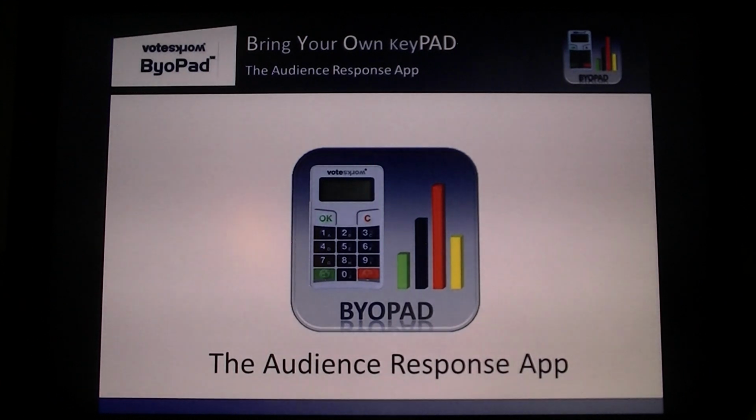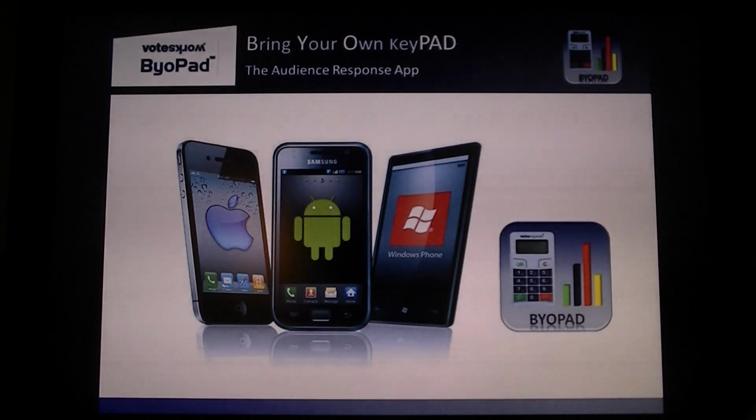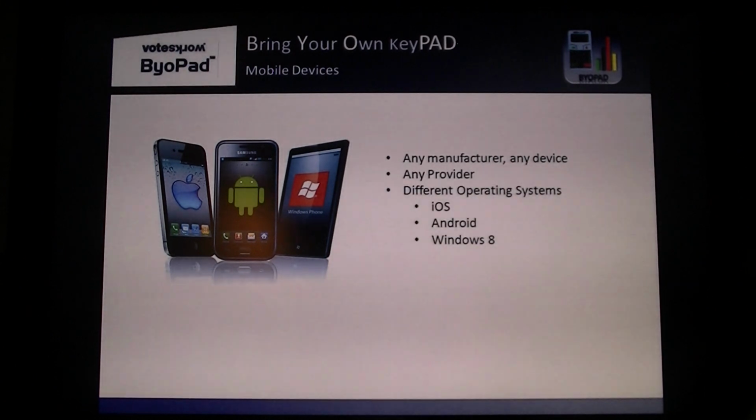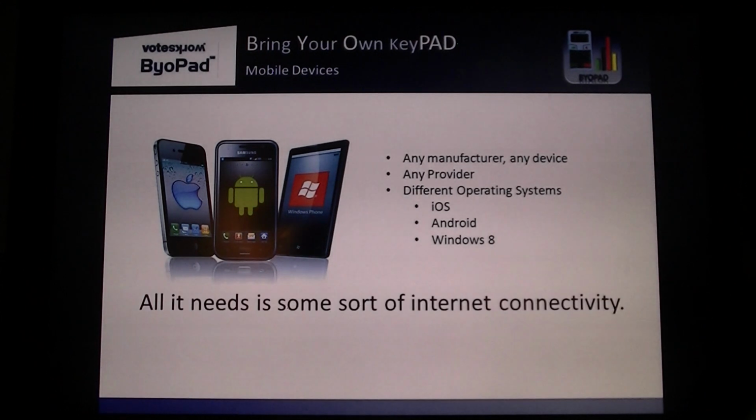We invite you for a quick run through. What is that all about and how does it work? We are presenting an application which has been made available A, as a native app, and B, as a web app, for different device types, as well as for any type of manufacturer and any type of device. It can be used on almost any provider and on 3 different operating systems: iOS, Android and Windows 8. All it really needs is some sort of internet connectivity.